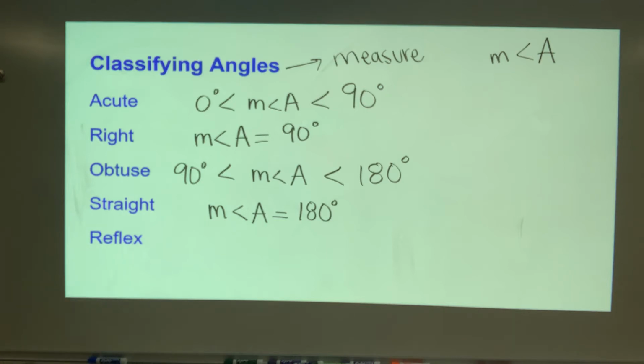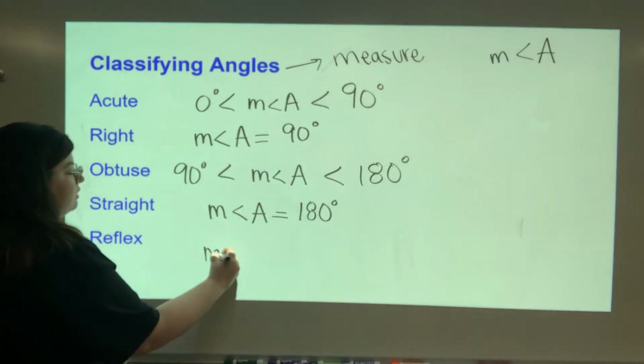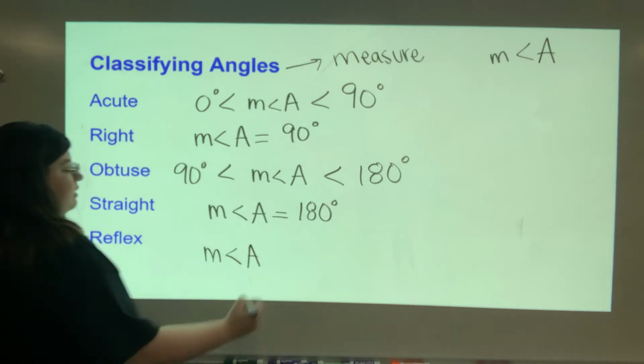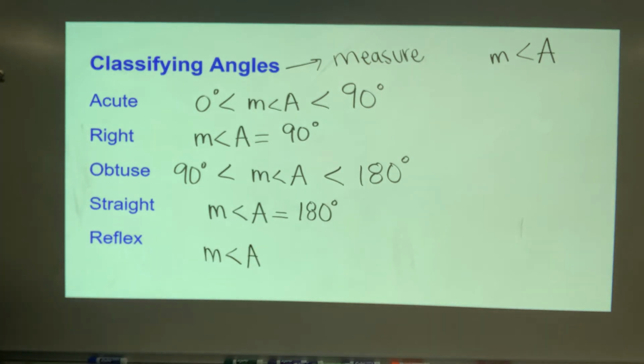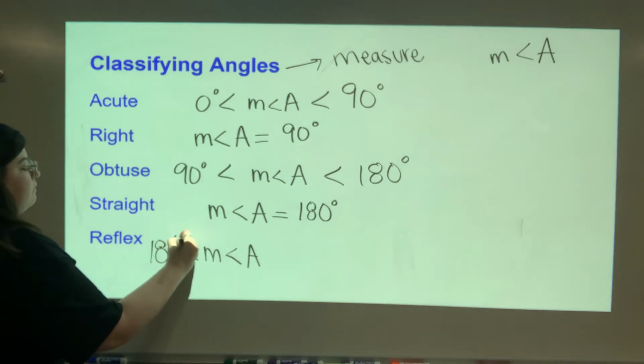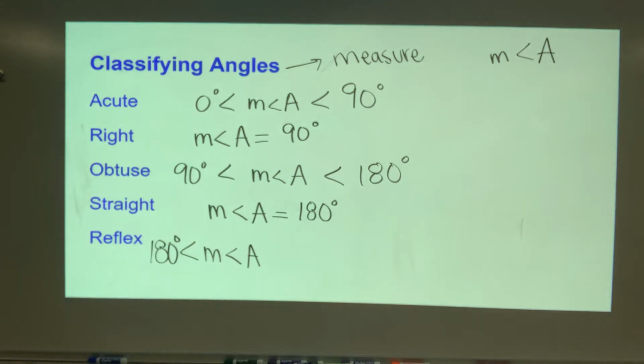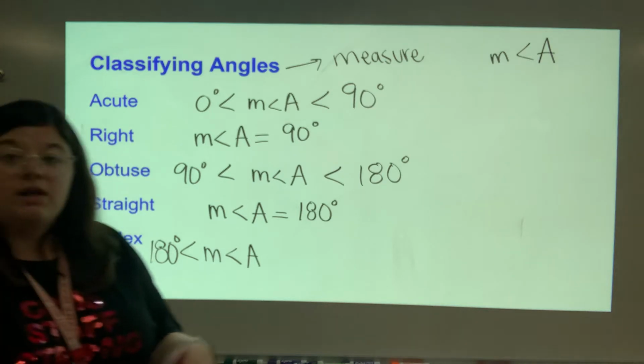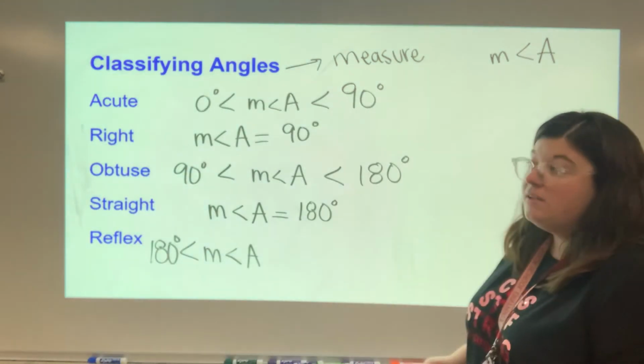Reflex angle, we won't talk too much about it, but again, reflex is anything greater than 180 degrees. So if you've got an angle A, if that measure of angle A is greater than 180, then you've got a reflex angle. Kind of ran out of room there. I'm going to draw a quick picture on the other side for each of these. If you want to get that down as well, maybe you need a pause.